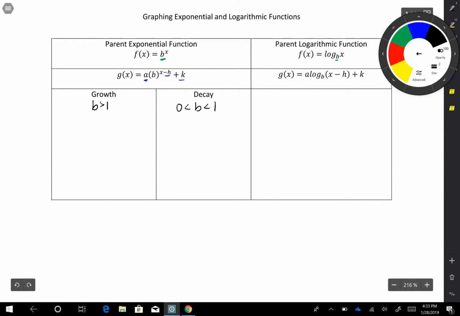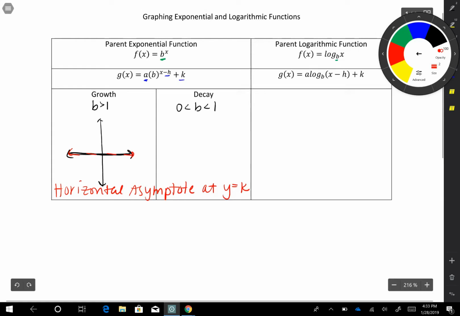So let's just look at the parent graphs real quick. If I have a growth function, and it's just the parent graph, I haven't moved it, I have a horizontal asymptote at y equals 0. So I'm going to also put that on here. Horizontal asymptote. And then when we transform it, it's going to be y equals k, because up or down will change that. But these are just our parent graphs.